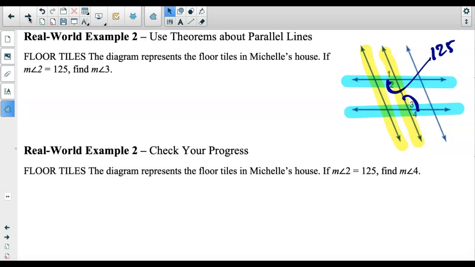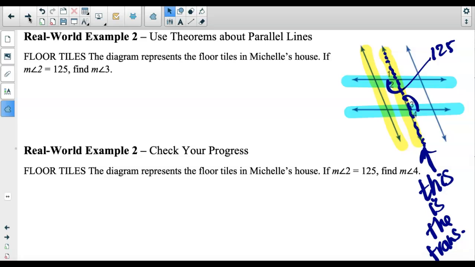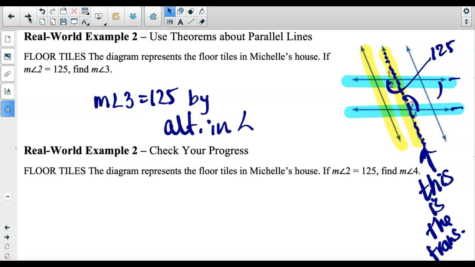So if I treat the blue lines as my parallel lines and the yellow line as my transversal, this will be the transversal, abbreviate that. So if that's the transversal, then how do they compare to this transversal? Well, they're on opposite sides. And how do they compare to these two lines? Well, they'd be on the inside. So here it would also have a measure of 3 equals 125 by alternate interior angles.